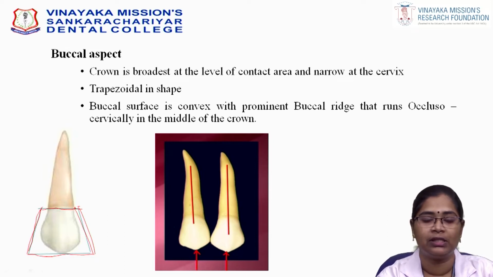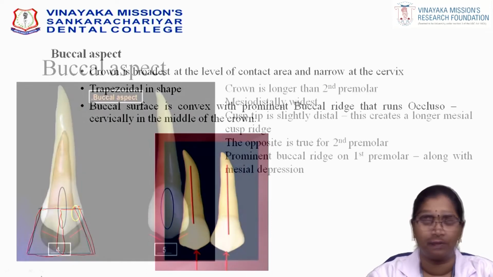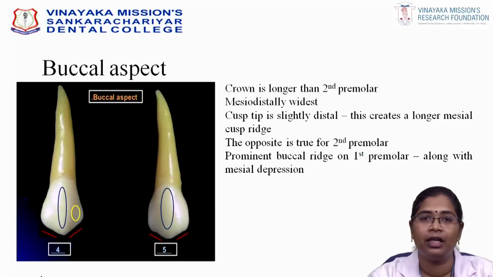The buccal surface is more convex and there is a very prominent buccal ridge present on the maxillary first premolar, whereas this is absent in the maxillary second premolar, where the buccal ridge is much less prominent. The other feature in the maxillary first premolar is the crown length. The crown appears to be a little bit longer.